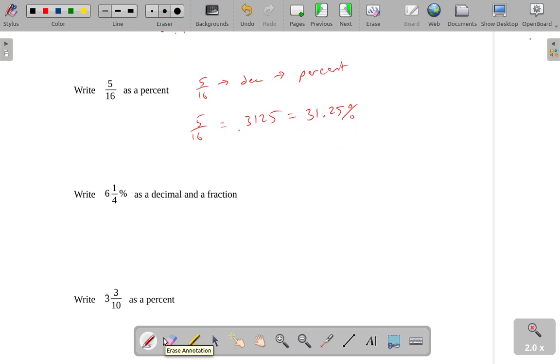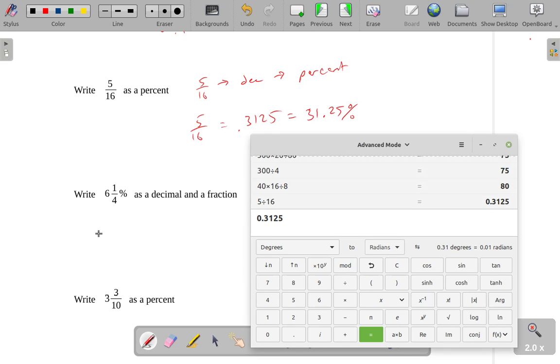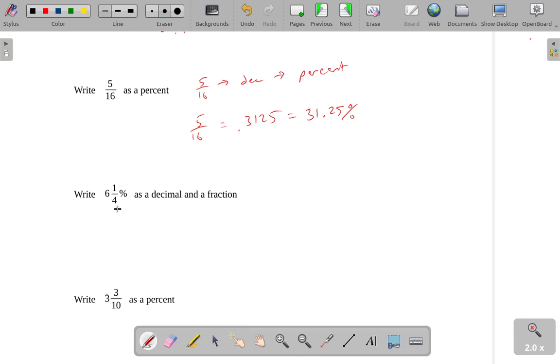All right. If we have 6.25%, we want to write that as a decimal and as a fraction. So first I'll start by writing it as a decimal. Mixed number with a percent, it's really annoying, but you occasionally do see them. What I would say is just convert this to, first take 6.25 and let's convert that to a decimal. So 6 plus a quarter is 0.25, so 6 plus 0.25 is 6.25. This is the same thing as 6.25%.